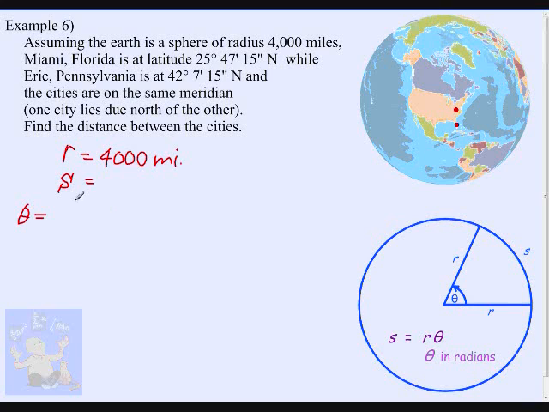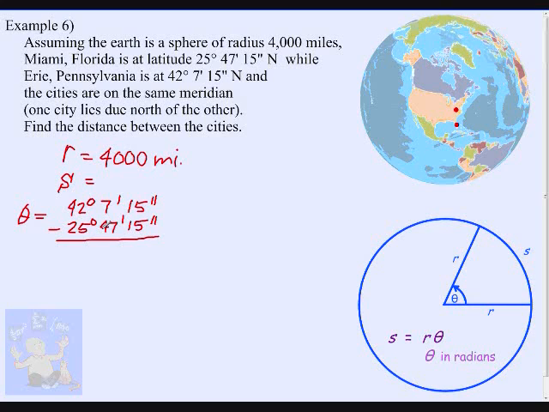So we've got 42 degrees, 7 minutes, 15 seconds. And we're going to subtract from that 25 degrees, 47 minutes, and 15 seconds. Well, thank goodness for that. So that will zero out.